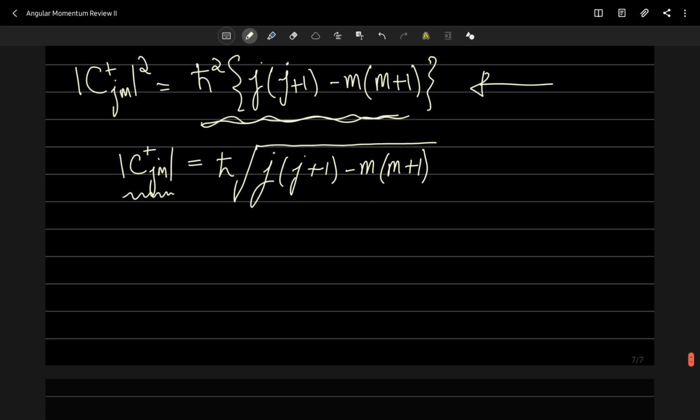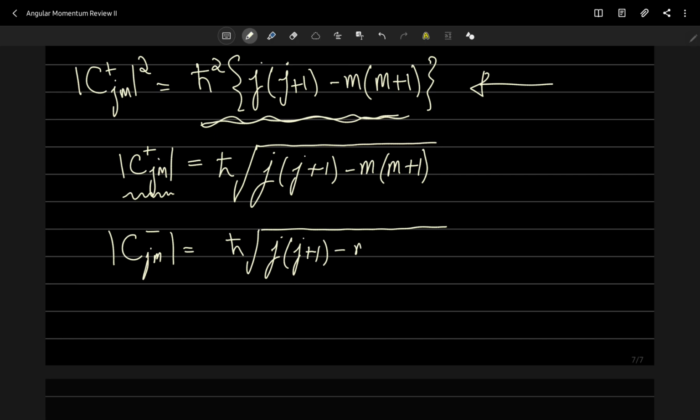And likewise, if you do the same thing for C minus jm absolute value, you would end up with h bar square root of j into j plus 1 minus m into m minus 1, right? So these are your two expressions for these coefficients C, j, m.